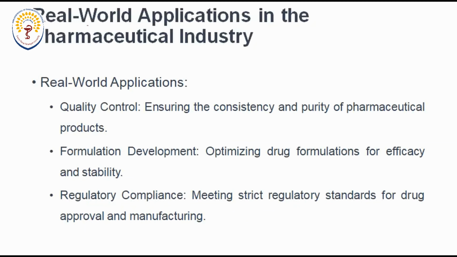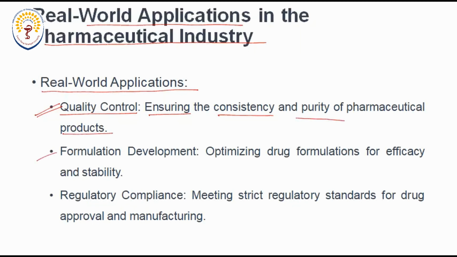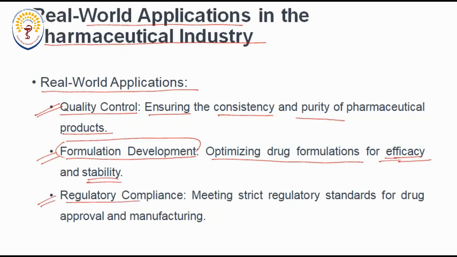Now, the real world applications in the pharmaceutical industry. In the real world, we are using pharmaceutical analysis to perform quality control. This quality control will ensure the consistency and purity of our pharmaceutical product. We are also using it in formulation development, constantly analyzing the drugs, because we have to optimize the drug formulation. We have to ensure that our drug formulations are efficient and also stable. So we are constantly checking them through pharmaceutical analysis.